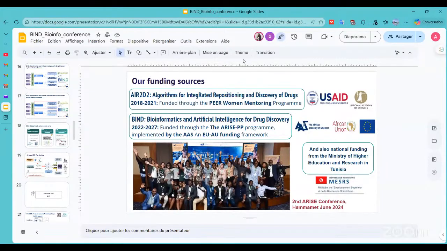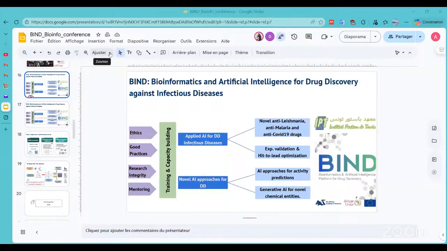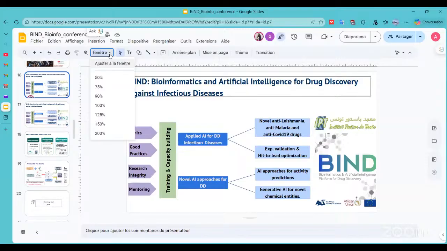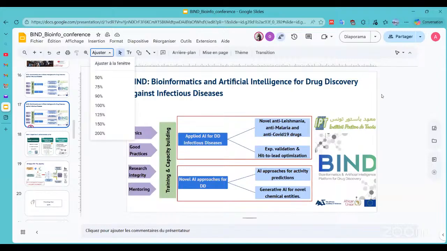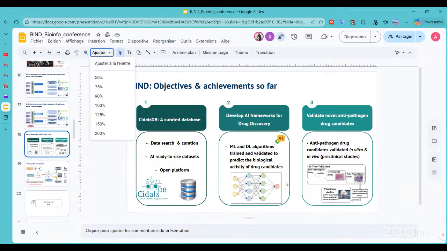And next slide. So as part of a program called Arise from the African Academies of Science, we have proposed the BIND project, Bioinformatics and Artificial Intelligence for Drug Discovery. And it's a project, next slide, please, that is articulated in two main sub-objectives. The first one is apply drug discovery for infectious diseases. The second one is developing new approaches in drug discovery.